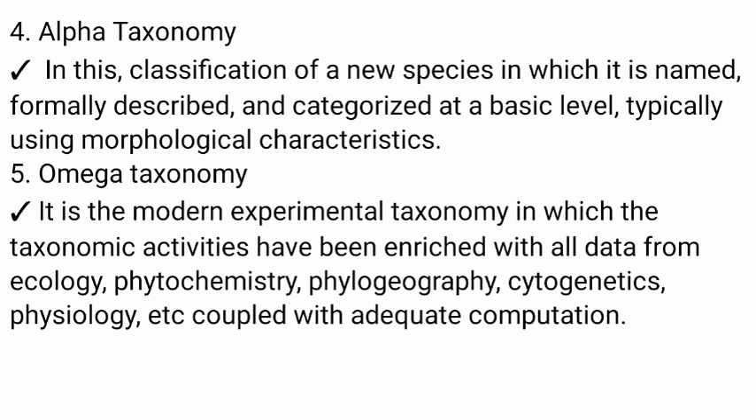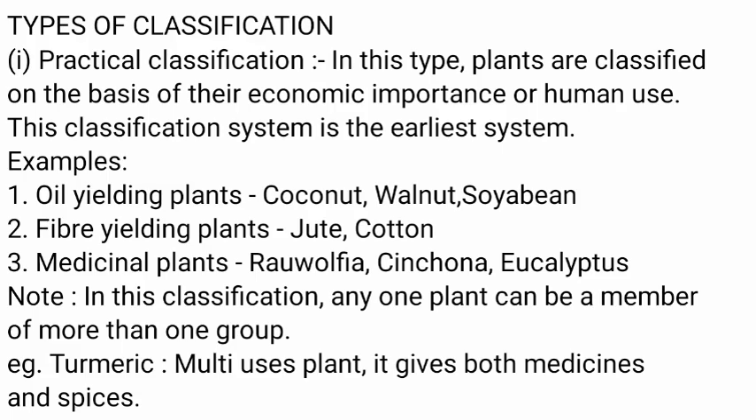Omega taxonomy. It is the modern experimental taxonomy in which the taxonomic activities have been enriched with all data from ecology, phytochemistry, phylogeography, cytogenetics, physiology, etc., coupled with adequate computation. Types of classification systems. The very first one, practical classification system.